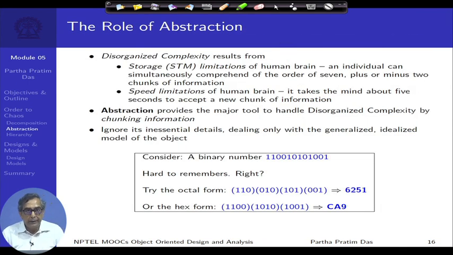Moving on to the other properties of complex systems that we can leverage. Certainly, the next property beyond decomposition is abstraction, and we have seen that there is a huge amount of disorganized complexity in the whole problem domain, arising primarily due to limitations of the human brain, both the limitation of storage, the short term memory is small, typically 7 chunks of items, give or take 1 or 2, and the speed is also limited. It takes a whole lot of time to process a new chunk of information, irrespective of what that chunk is.